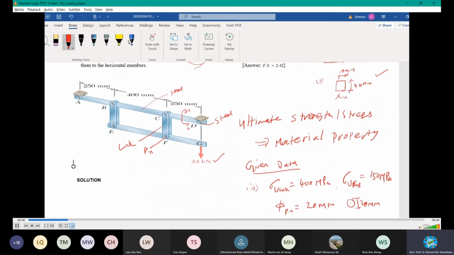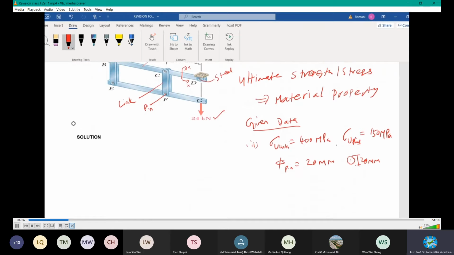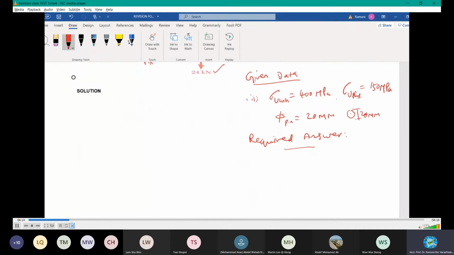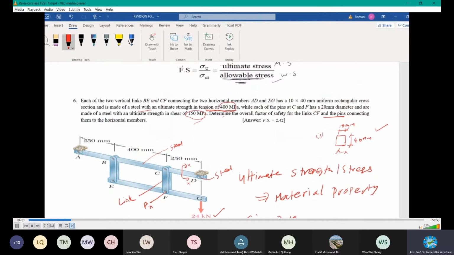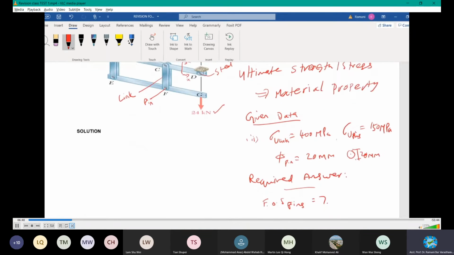You need to solve for the factor of safety for these two, right? Okay. You can also write the required answer so that you can have the solution done properly. The required answer or the solution will be: you need to find the factor of safety for the pins and the factor of safety for the links. Okay, how much is the value for the links and the pins, put together in this frame? Okay, what else?